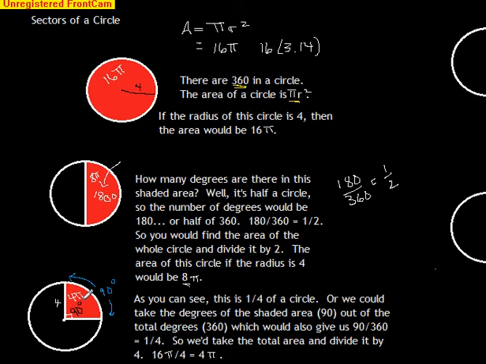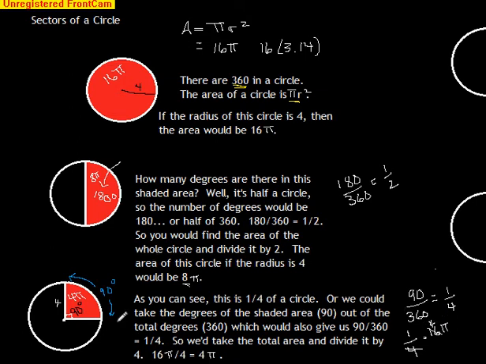But let's say it's not so cut and dry. 90 degrees we know is 1/4 of a circle. In order to find the part of the circle it is, we would put 90 over the total number of degrees in a circle, which is 360. So the part of the circle would be 1/4 of the circle. That tells us we're going to take 1/4 of the total area of the circle. So we would take 1/4 times the total area, which we said was 16 pi, and you can see that the area of the sector would be 4 pi.